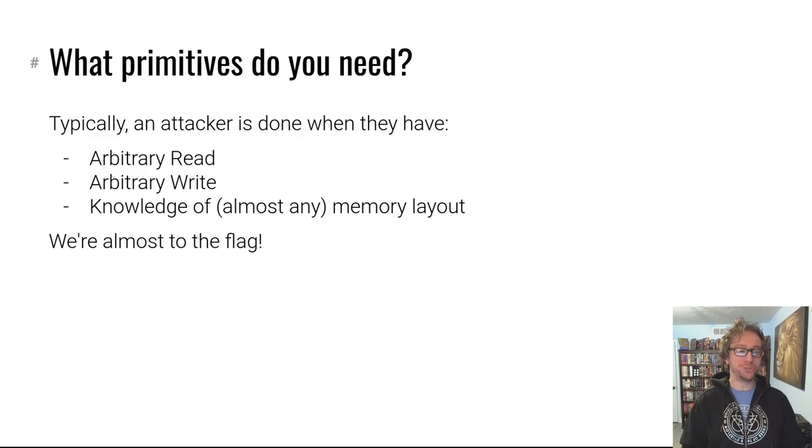So what primitives do you need? Typically, if you have an arbitrary read and an arbitrary write, you win, right? You need one piece of information to get you started, usually, and that is a valid pointer at which you can start reading. We use that by leaking the tcache metadata. If you had an arbitrary read or an arbitrary write, but we didn't have that tcache leak, we would still be in trouble because we wouldn't know where to start reading. But because we started reading somewhere, we were able to just now write arbitrary data into libc. At that point, generally, you are done.